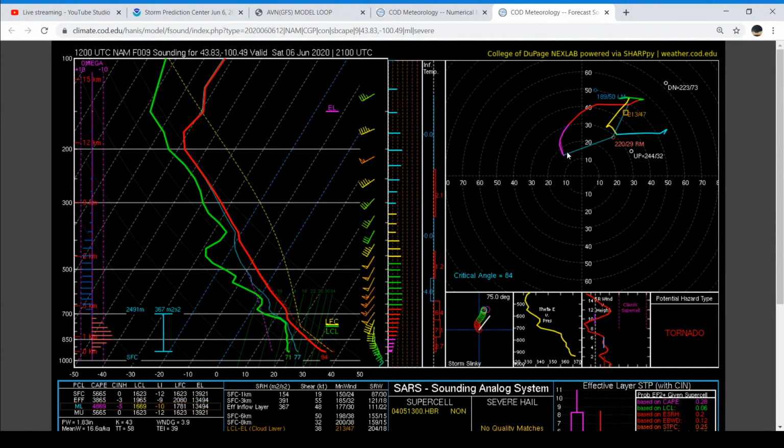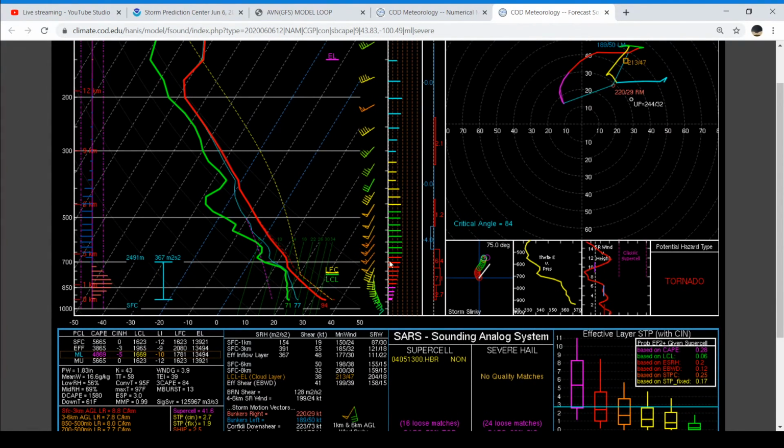As we can see, we've got favorable low-level winds through this region. Nice critical angle of 84. It looks like our LCL heights are going to be quite elevated, but that's okay. We have effective inflow, so these storms will have some strong inflow, even though the LCL heights are really high, with the surface to 3 kilometers storm-relative helicity being really high, also with the 0 to 1 and 0 to 3 kilometers.